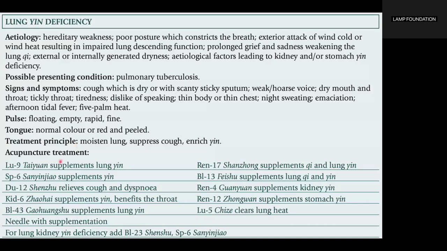Acupuncture treatment: we use Lung 9 to supplement lung yin, Spleen 6 to supplement the yin, Du 12 to relieve cough and dyspnea, Kidney 6 to supplement yin and benefit the throat, Bladder 43 to supplement lung yin, Ren 17 to supplement qi and lung yin, Bladder 13 to supplement lung qi and yin, Ren 4 to supplement kidney yin, Ren 12 to supplement stomach yin, and Lung 5 to clear lung heat. We needle using the reinforcement technique, or supplementation. For lung and kidney deficiency, we add Bladder 23 and Spleen 6.